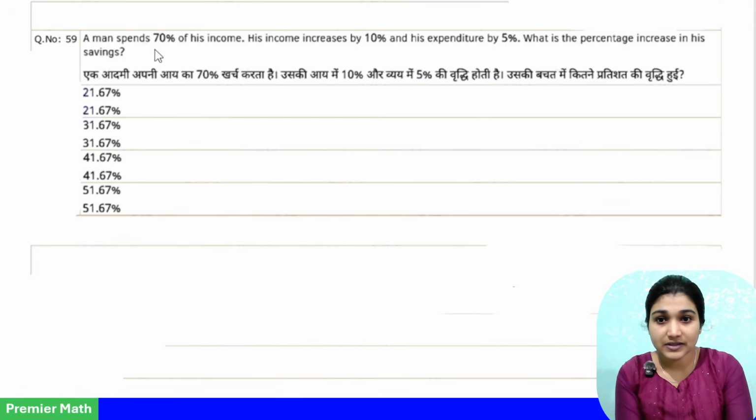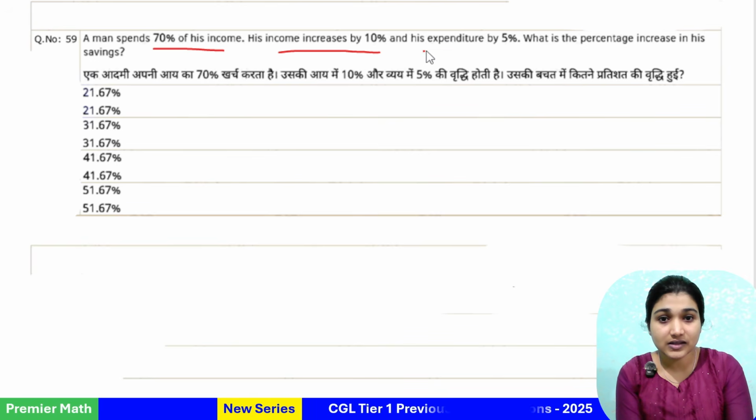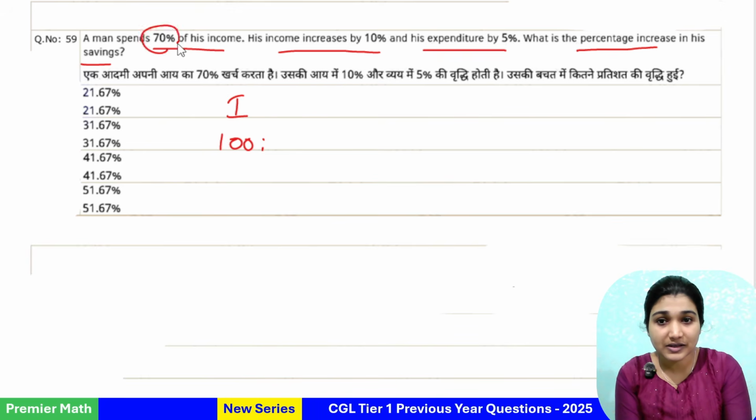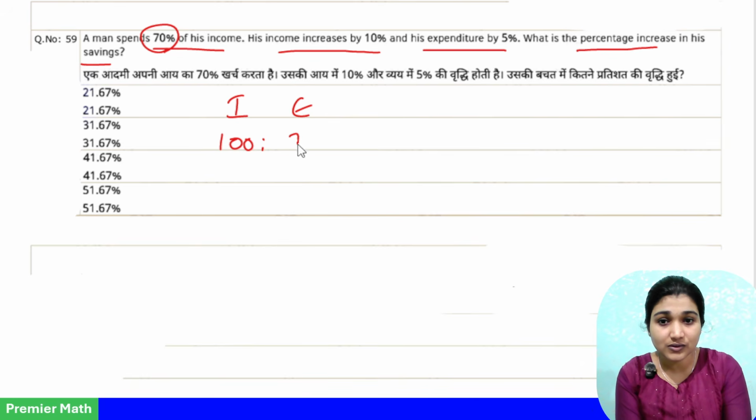A man spends 70% of his income. His income increases by 10% and his expenditure by 5%. What is the percentage increase in his savings? Here, consider his initial income as 100 rupees. Then he spends 70% of his income. So, remaining is the savings, 30 rupees.